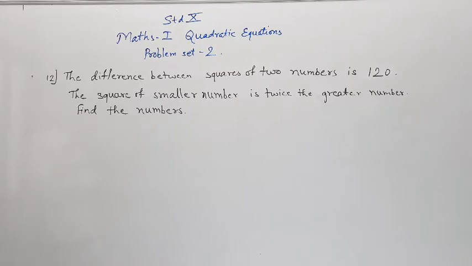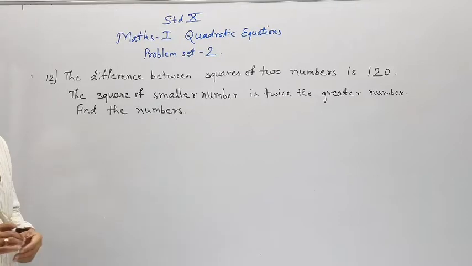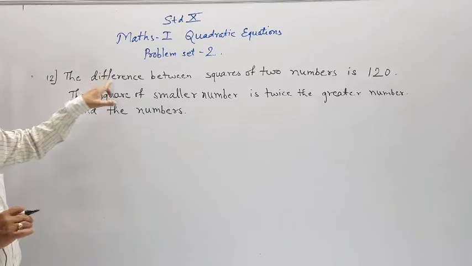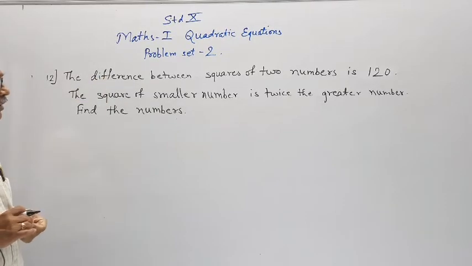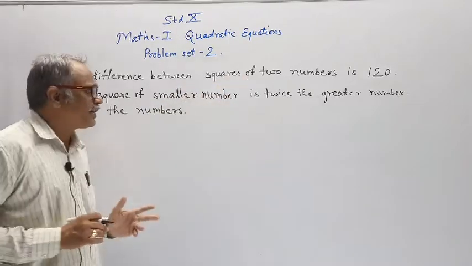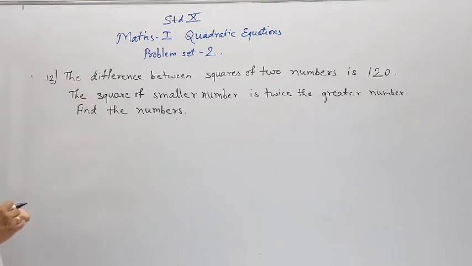It is given that the difference between squares of two numbers is 120. That is the first condition. The second condition is the square of the smaller number is twice the greater number. From this we have to find the numbers, first using this condition to form the equation, because we have to use only one variable. When the word squares comes, it is quadratic. A quadratic equation contains only one variable.